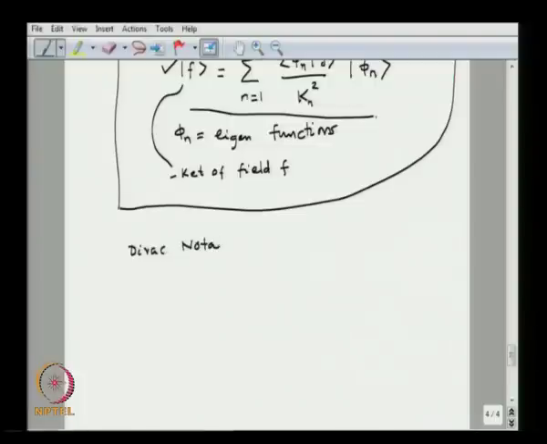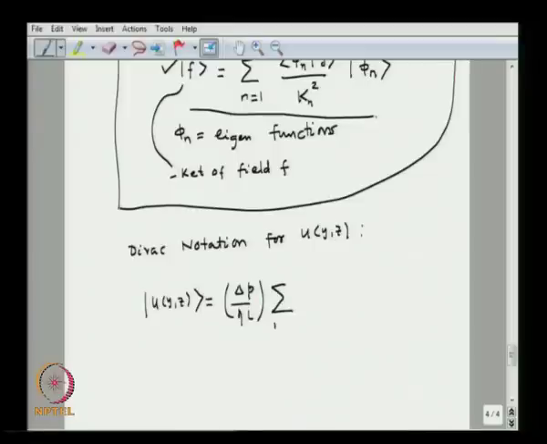notation for u(y, z) like this. So, we can write that u, which is a function of y, z, will be equal to delta p over eta L into summation n equal to 1 to infinity, bracket of phi n and 1, divided by k n square, into phi n.